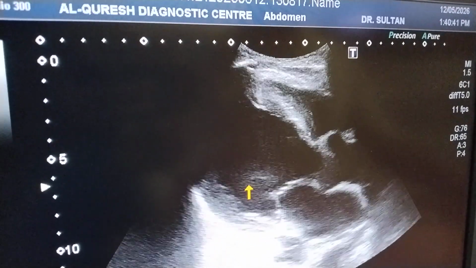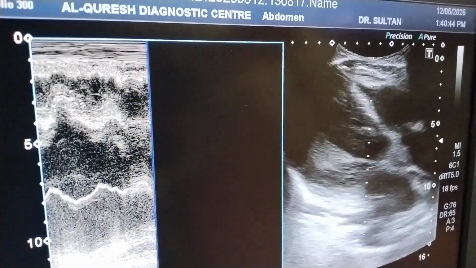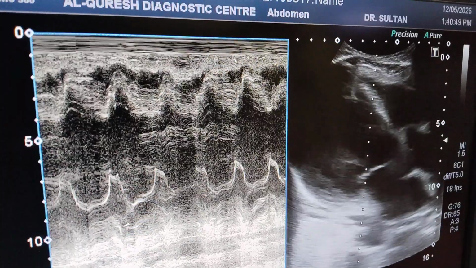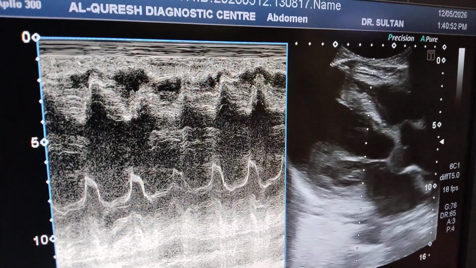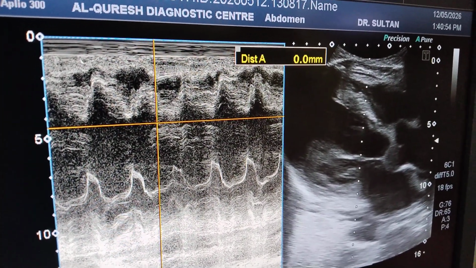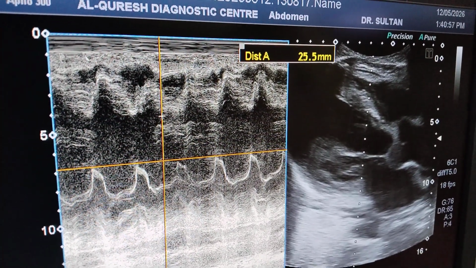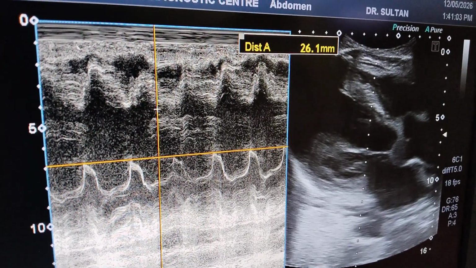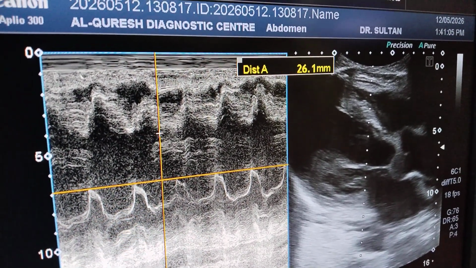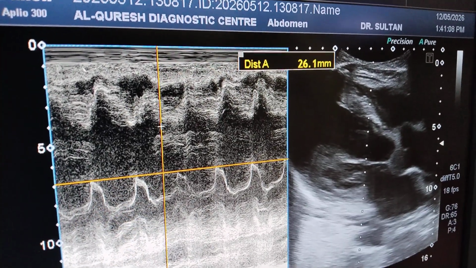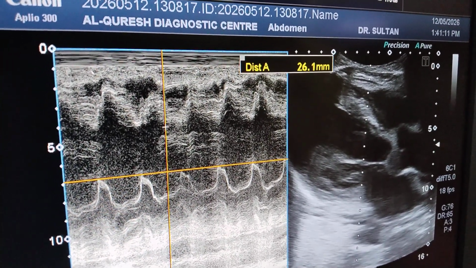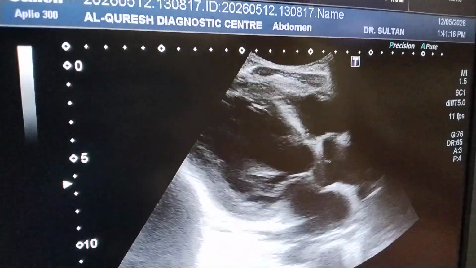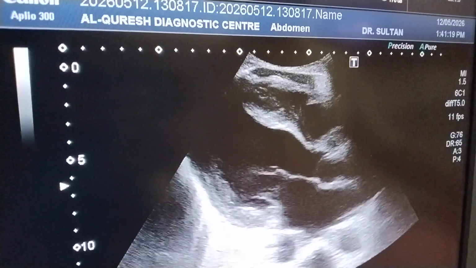And if we see the M mode to appreciate this, we can see that the distance from the anterior leaflet to the interventricular septum is 26 millimeter. That is more than normal. This indicates the reduced ejection fraction significantly. Again, I'm telling you that I'm not good at echocardiography.